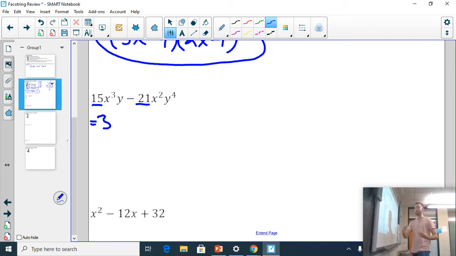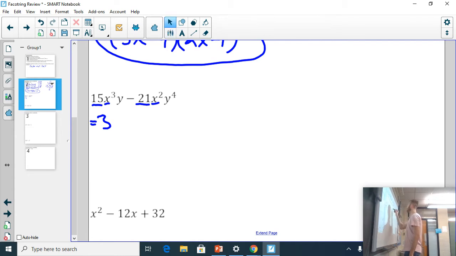And now I'm going to look at the variables. I have 3 x's here and 2 x's there, right? X to the third means x. It's giving me issues today.